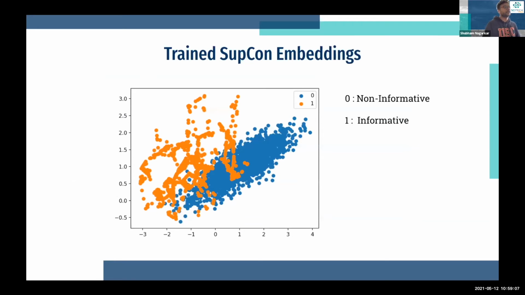This is a snippet from the trained SupCon embeddings. I told you before about the reason why we are using contrastive learning methods, and this is the visualization for it. You can see that the blue class, that is the non-informative class, is clustered closely together, and it is clearly away from the other class, which is the informative class. So now it becomes easy for us to draw a line and classify these two classes.